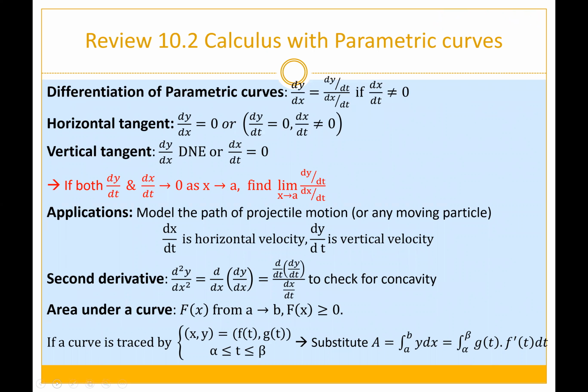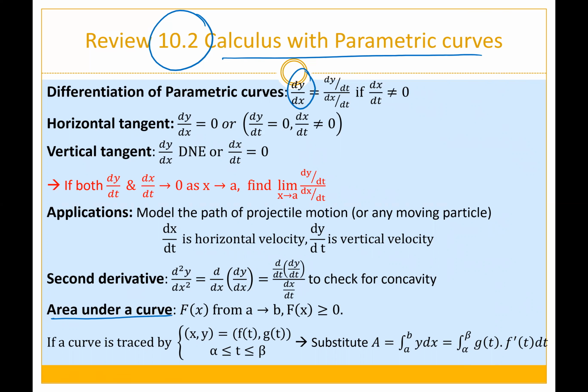It's mostly just to introduce us to the concept of parametric curves. 10.2 is where we actually use what we've learned so far: differentiation of parametric curves, horizontal and vertical tangents, and also using the second derivative to check for concavity of our curve. We also have area under a curve, which is big F of x, the antiderivative from a to b. So let's start with differentiation of parametric curves.